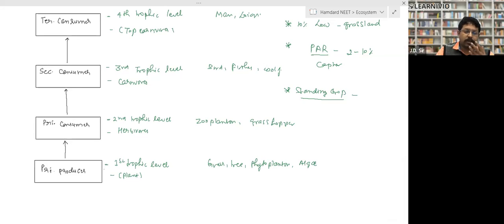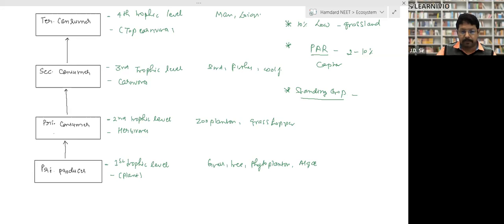Primary producers are just plants, and plants are kept in the first trophic level. In every food chain, plants will always come in the first trophic level, right? So here in the first trophic level, we have incorporated plants. Then these producers are eaten by the herbivores, so we call them primary consumers. Basically, herbivores are primary consumers.